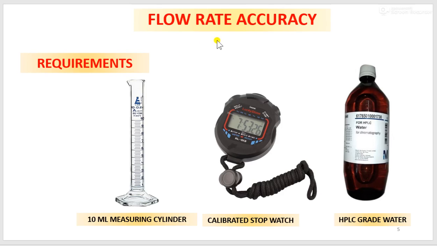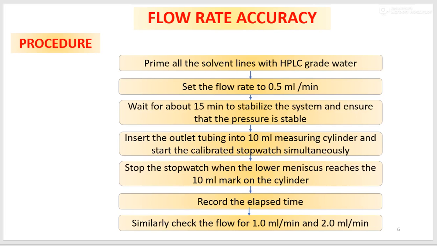First parameter, that is flow rate accuracy. The requirements to evaluate flow rate accuracy are 10 ml measuring cylinder, calibrated stopwatch and HPLC grade water. The procedure involves, first you have to prime all the solvent lines with HPLC grade water, then set the flow rate of mobile phase, that is your water, at 0.5 ml per minute. Wait for 15 minutes to stabilize the system and to assure that the pressure of your system is stable.